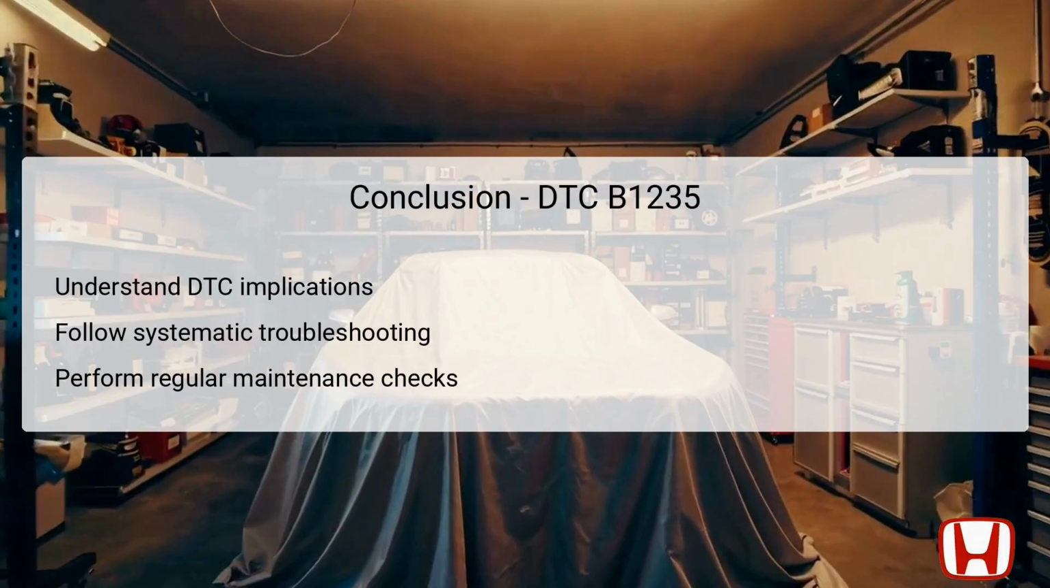In conclusion, understanding DTC B1235 and its implications is vital for maintaining the air mix control system's integrity within the Honda Accord. Following a systematic troubleshooting approach as outlined allows for accurate identification and resolution of the underlying issues. From verifying the diagnostic codes and continuity checks to ultimately assessing the motor's operational status, each step is designed to pinpoint the exact failure cause.